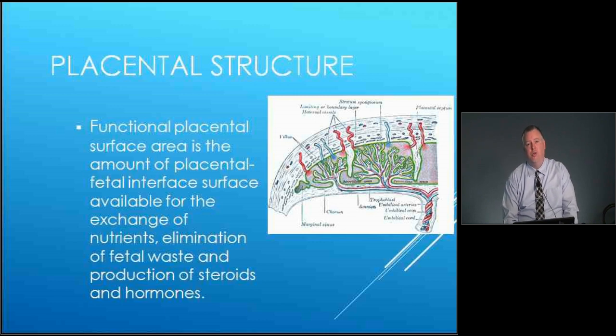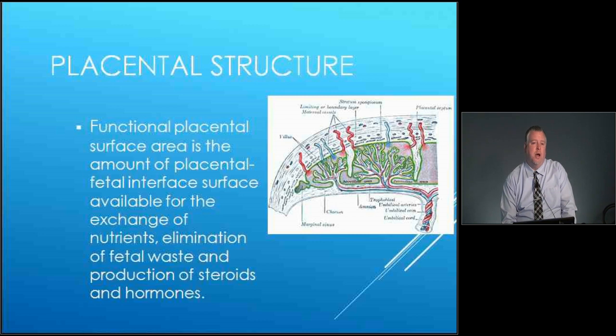Because coming from the maternal side, which is the top of this diagram, we see those spiral arteries, and those spiral arteries just kind of terminate there in that intervillous space, and it just bathes those chorionic villi with blood. And so blood bathes those chorionic villi, gas and nutrients are exchanged across that very thin one-cell layer membrane, and then those waste products and CO2 are then returned back through the uterine veins.